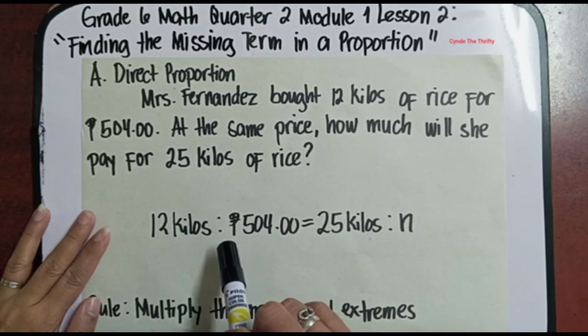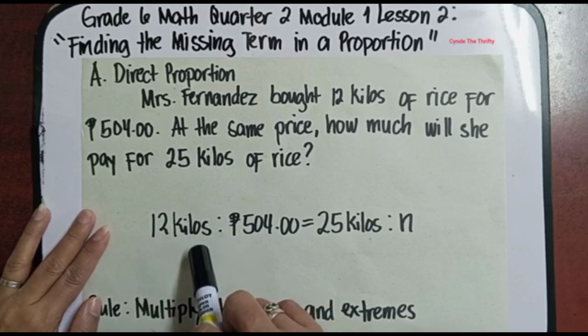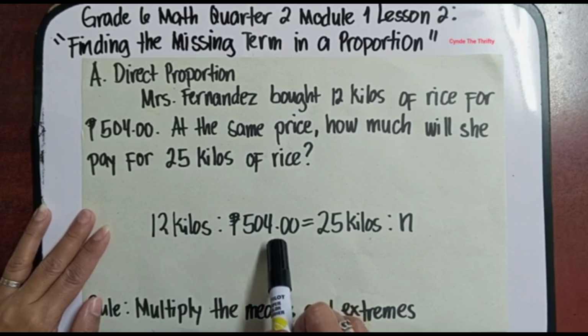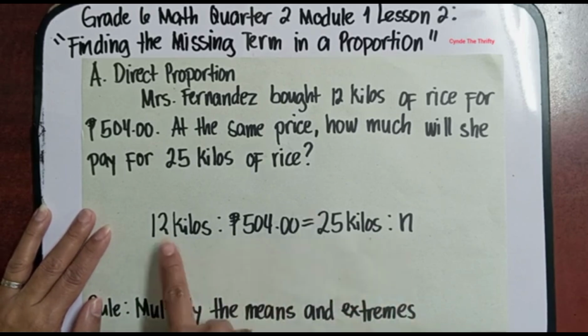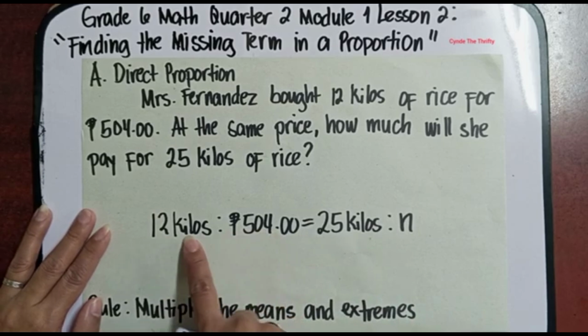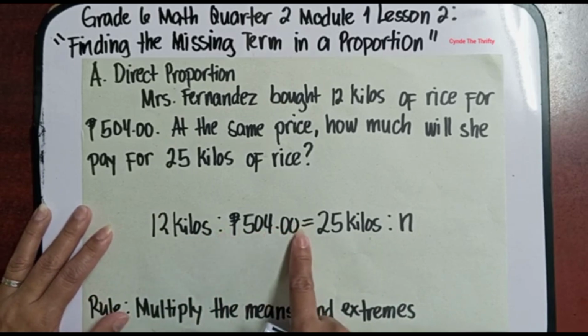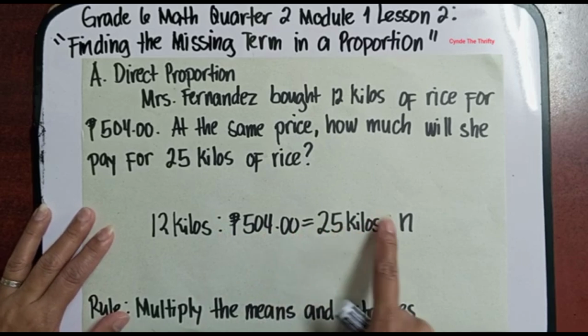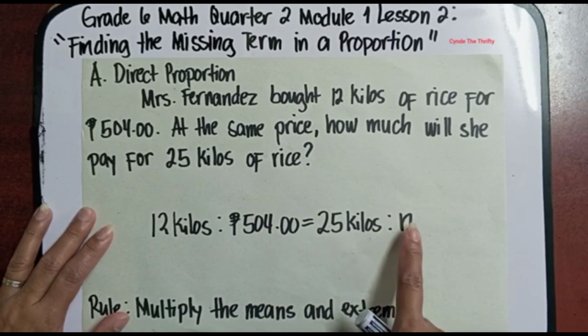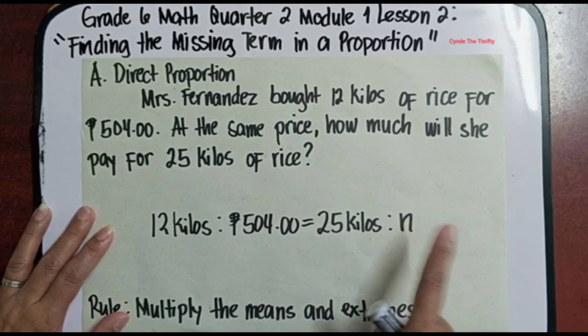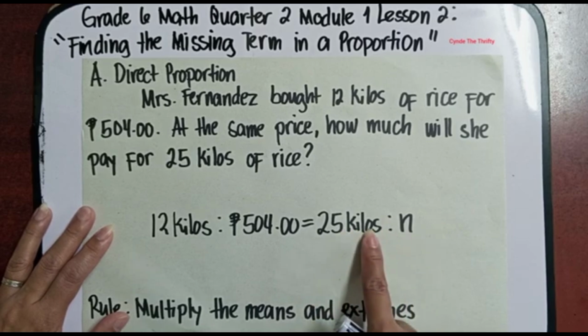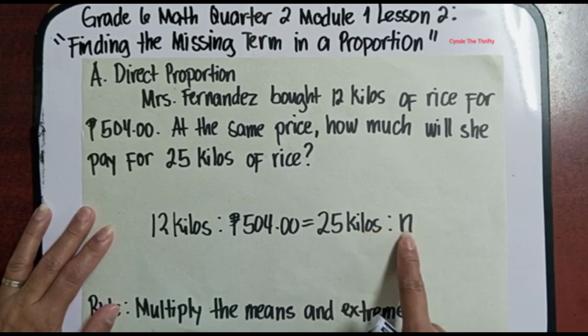So, ganito ang pagsulat natin. 12 kilos is to 504. Okay. So, kasi proportion siya, so ganito siya pagkasulat. 12 kilos is to 504 pesos is equal to 25 kilos is to N. Kasi ang missing term natin is kung magkano yung babayaran natin sa 25 kilos. Kaya ilalagay natin si N as our missing term.